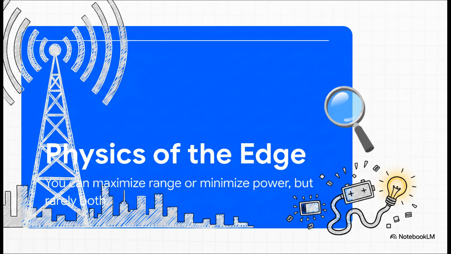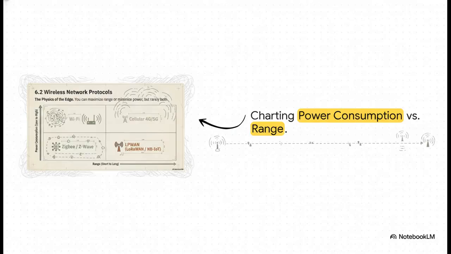Now, we are hitting the literal airwaves, and our decisions aren't just about software anymore. We are completely bound by the strict, hard laws of physics. It boils down to this one brutal trade-off at the edge. If you want a wireless signal to blast across an entire city, you are going to drain a small battery in no time. But if you want a tiny battery to last for 10 years, you can't broadcast very far, right? You can maximize range, or you can minimize power, but you can almost never do both without drastically sacrificing something else. When we actually chart out power consumption versus range, our specialized edge tools just pop right out.